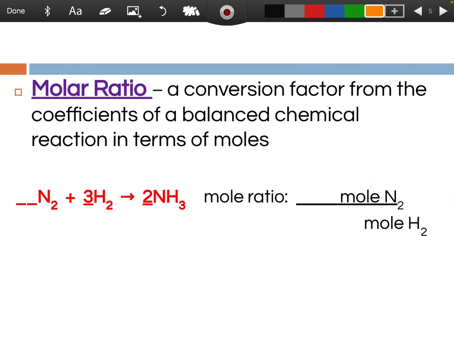All right, so here's how we start with the stoichiometry. The first step is we use the mole ratio. The mole ratio is a conversion factor from the coefficients of a balanced chemical reaction in terms of moles. So go ahead and pause the video to make sure that you get all that written down, and then we'll go through the example.